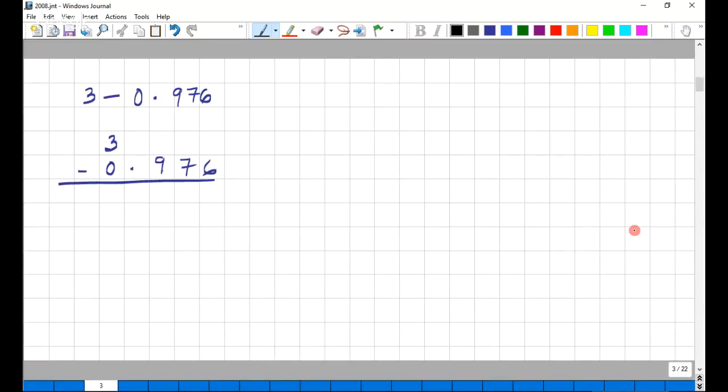Sally, this one is yours. Read for me. What does it say? 3 minus 0.976. So here I have my 3. I have minus the 0.976. I'm missing a few what? Placeholders. Placeholders and my decimal point. All right, help me now.